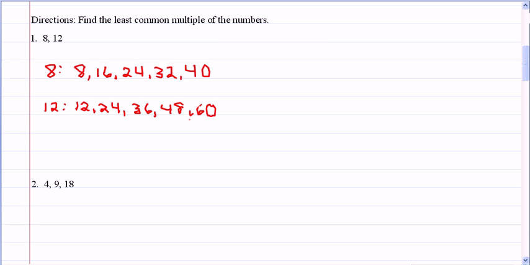So since I don't have a match yet, I extend the lists. So if I look at my two lists, the smallest number that they have in common is 24. So the least common multiple is 24.